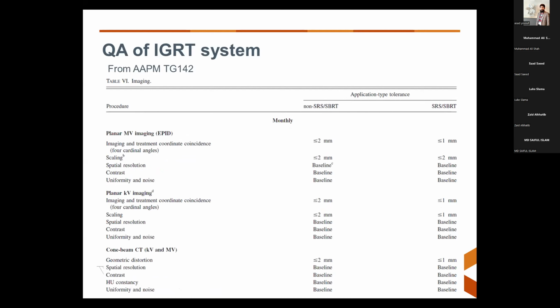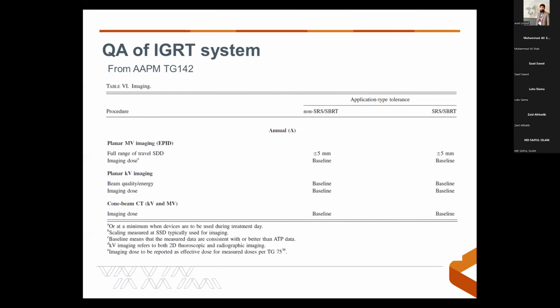For monthly tests, you want to do your imaging and treatment coordinate coincidence, scaling, which is your distance measurement, spatial resolution, contrast, uniformity, and noise. You do that for all the MV, kV, and cone beam CT imaging. In addition, for cone beam CT, you also do your HU constancy. And then annual QA, you want to do the mechanical positioning of the MV panel, so the full range of travel, SSD, and then your imaging dose, beam quality or energy for kV imaging, and then your imaging dose for CBCT.